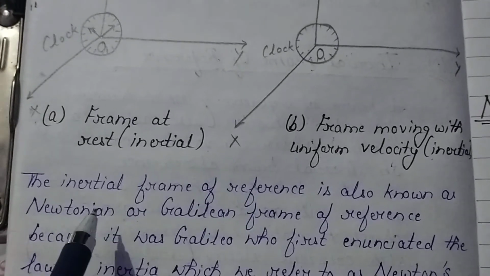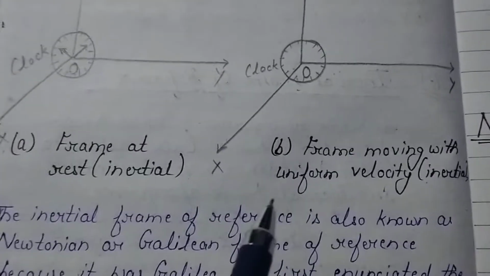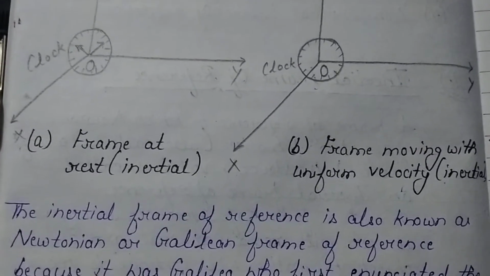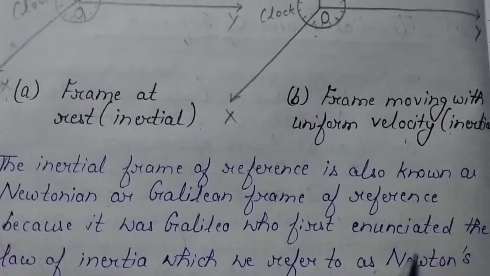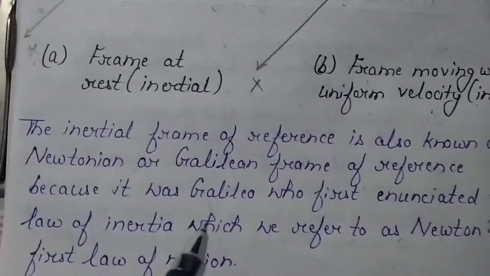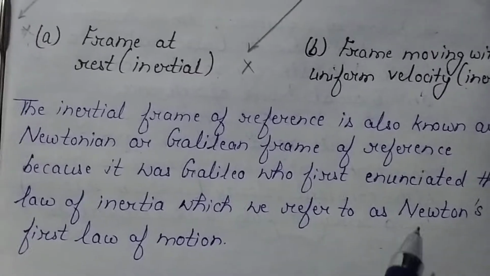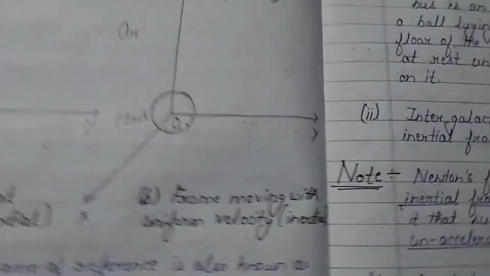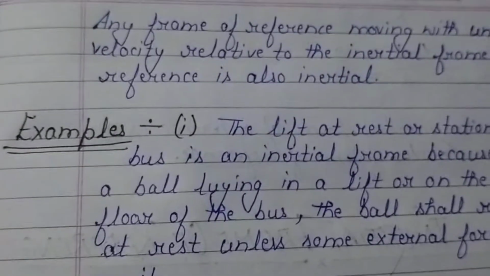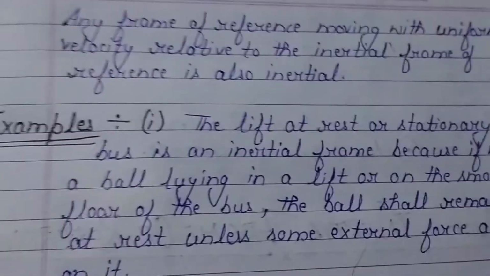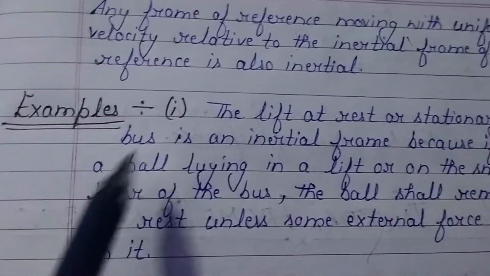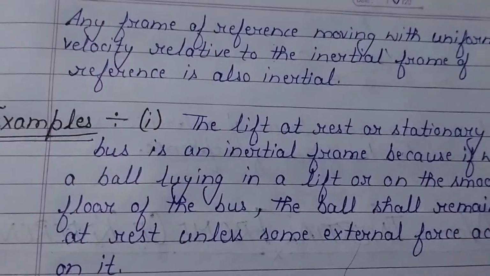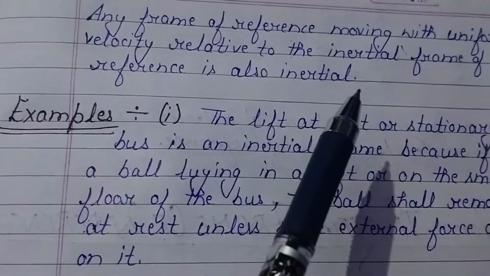One more thing, the inertial frame of reference is also known as the Newtonian or Galilean frame of reference, because it was Galileo who first enunciated the law of inertia, which we refer to as Newton's first law of motion. Also, any frame of reference moving with uniform velocity relative to an inertial frame of reference is also inertial.